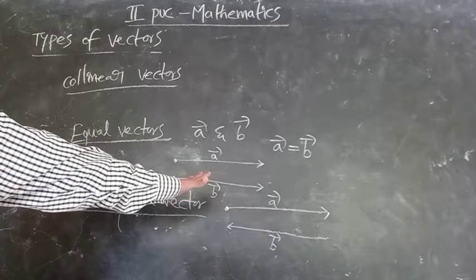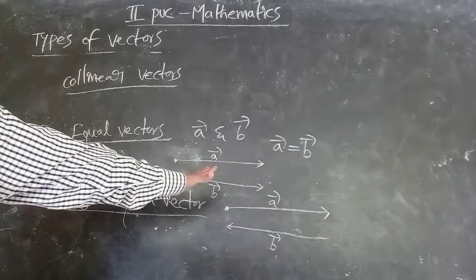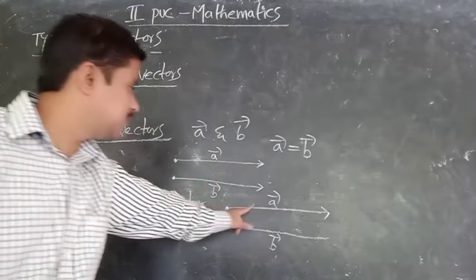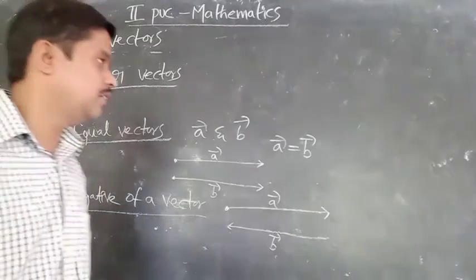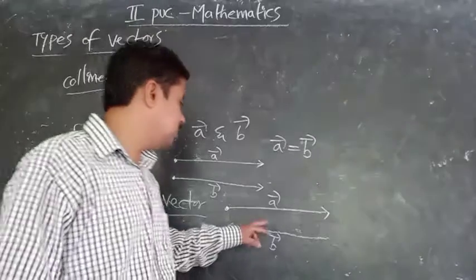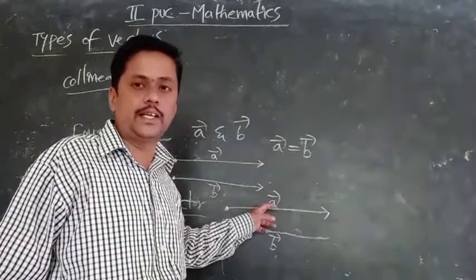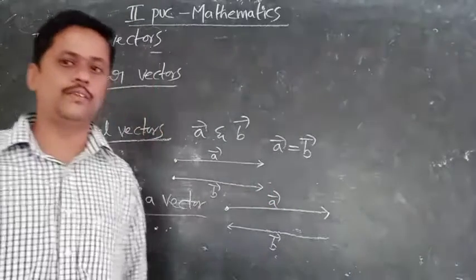Another time I will tell the definition: a vector whose magnitude is the same as that of a given vector but whose direction is opposite to that of it is called the negative of a vector. Therefore it is opposite in direction, so that's why you can call it a negative vector.